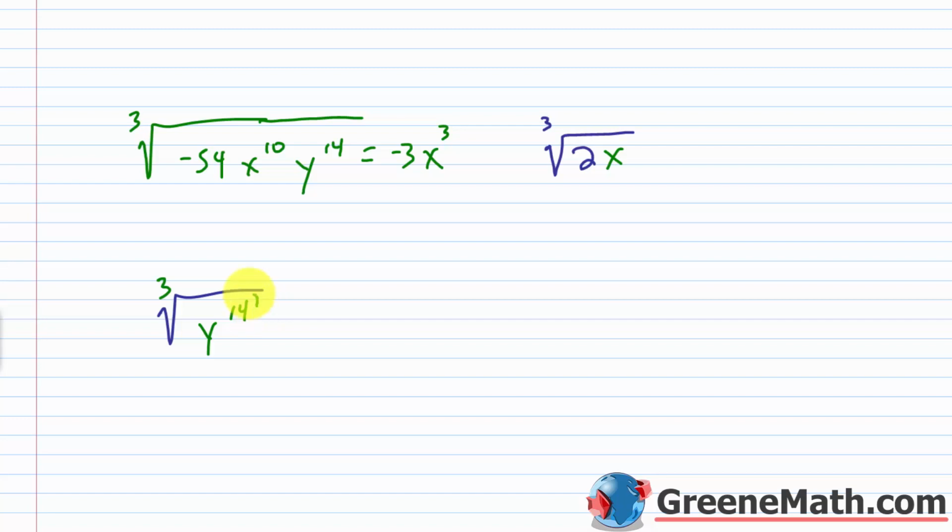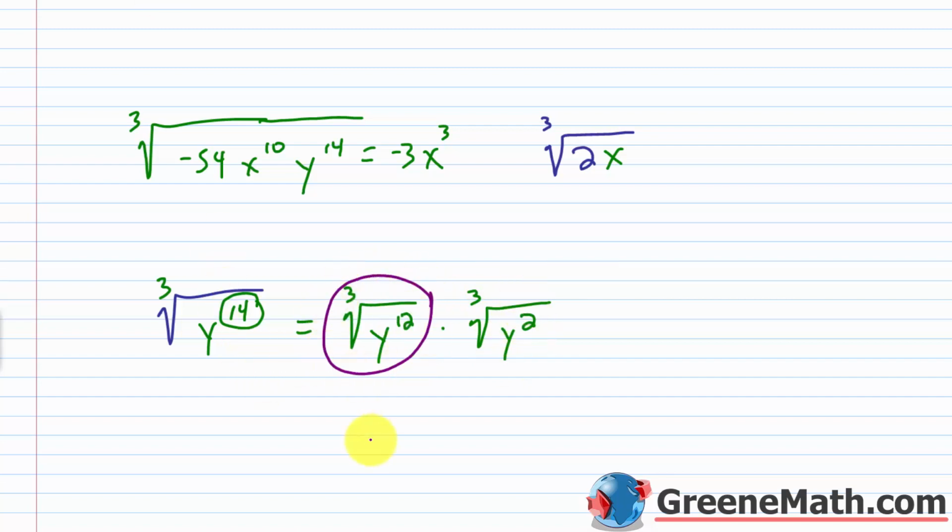Again, what number here going down from 14 is going to be divisible by 3? It's going to be 12. So I can write the cube root of y to the 12th power times the cube root of y squared. Okay? So this guy right here is going to simplify to y to the 4th power. Again, 12 divided by 3 is 4. So that would be y to the 4th power.